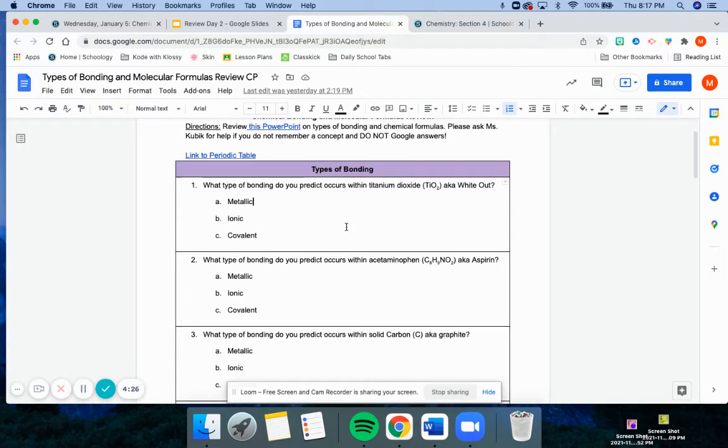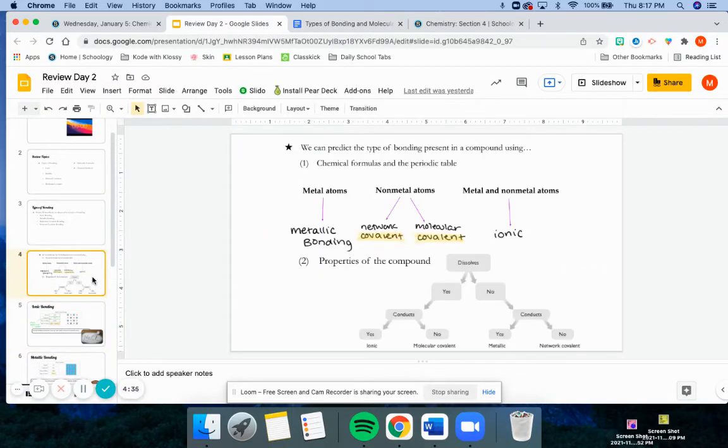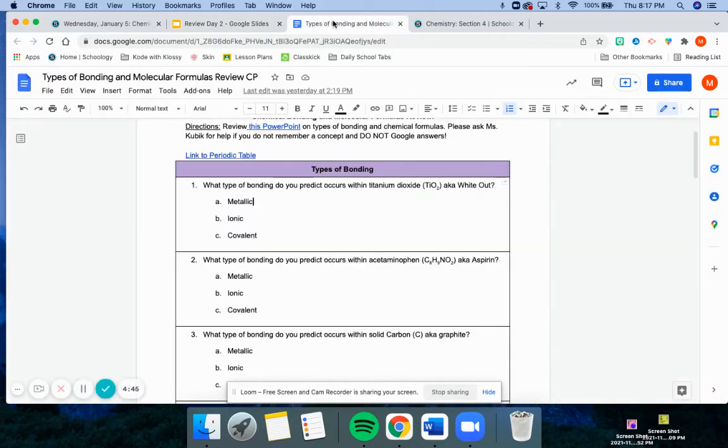So in order to start this question, I need to think about how I could possibly predict the type of bonding. And on our review PowerPoint, I was reminded that there's 2 methods. One, analyzing the chemical formula and using the periodic table. And 2, analyzing the properties of the compound. In this question, I'm not given any information about the properties of whiteout. I might be able to predict some of the properties. I know that whiteout is white. I know that it is a liquid, right?